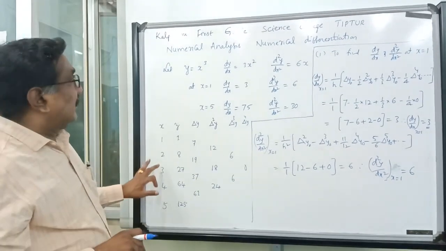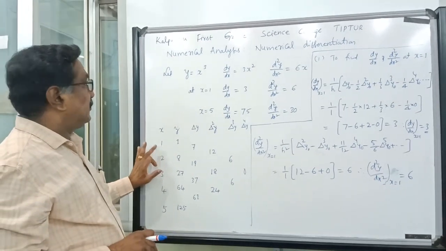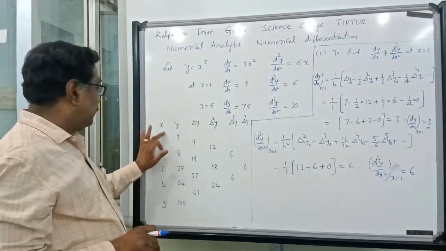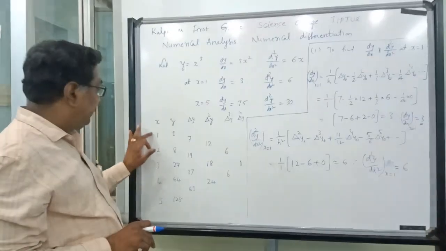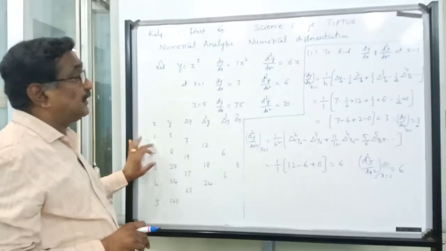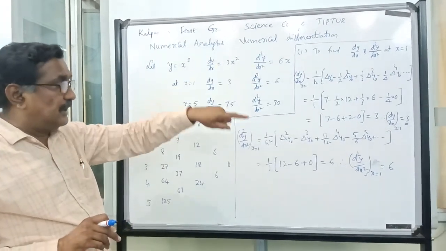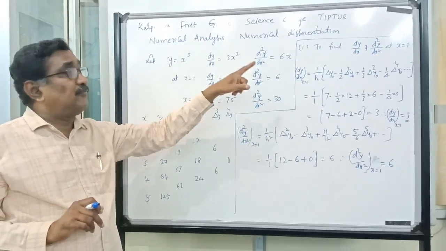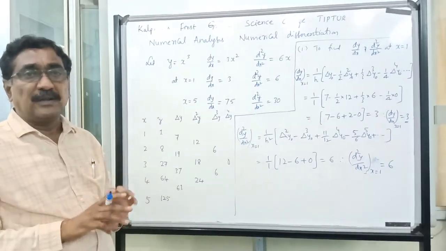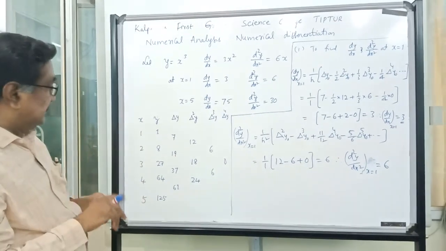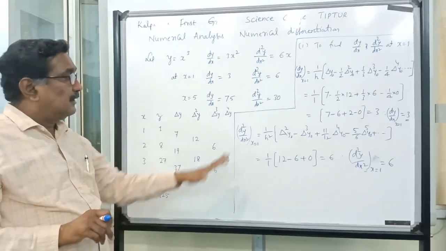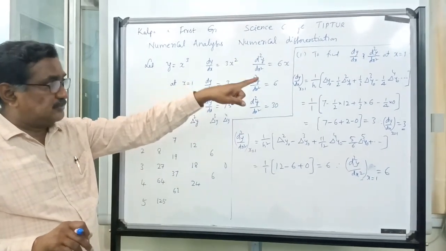Here, to find dy/dx and d square y by dx square at x equal to 1, the required derivative lies at the beginning of the table. Therefore, we have to make use of the two formulae which are derived from the Newton-Gregory forward interpolation formula. Let us see now, in numerical analysis, how do you get dy/dx and d square y by dx square at x equal to 1?